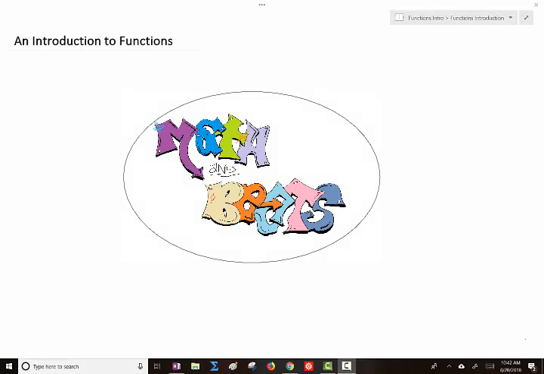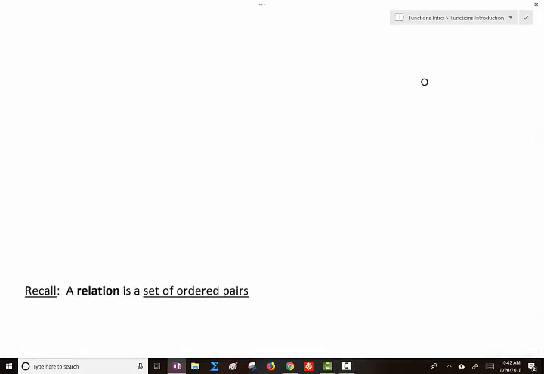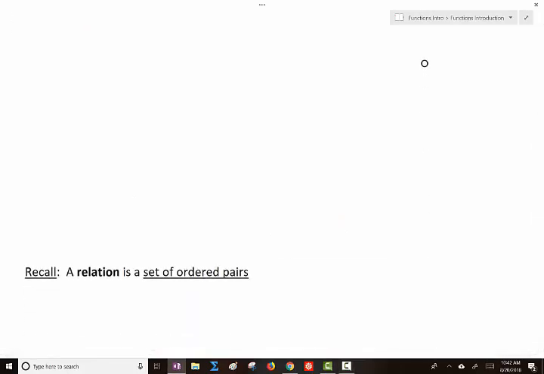Today we are going to introduce the concept of a function. So let's get right to it. To do this, we're going to first refresh our memory about what a relation is. A relation, if you recall from a previous video, is any set of ordered pairs. It's a collection of ordered pairs.